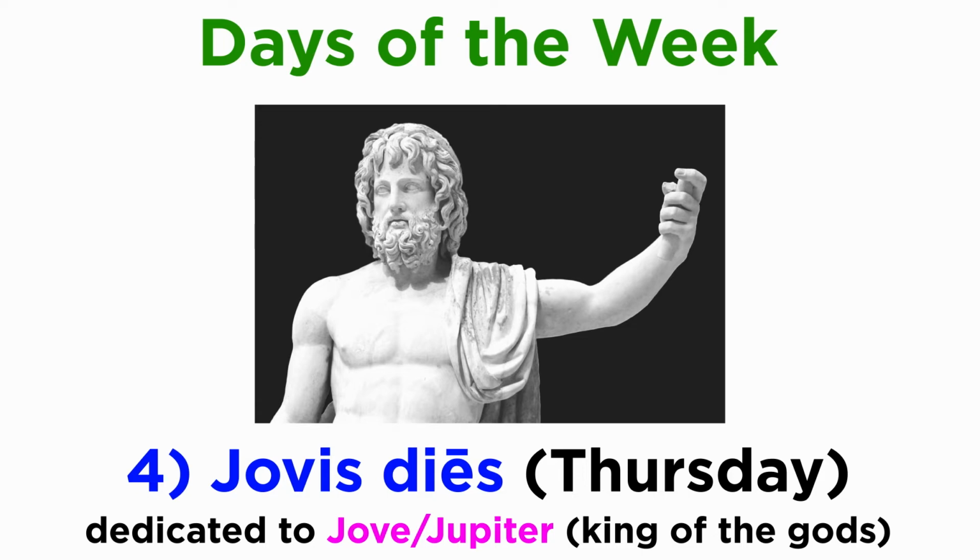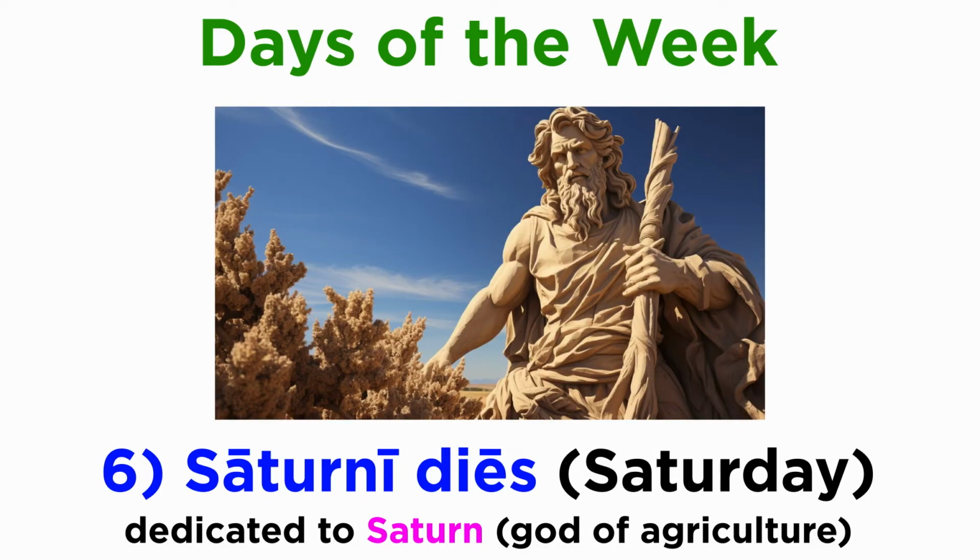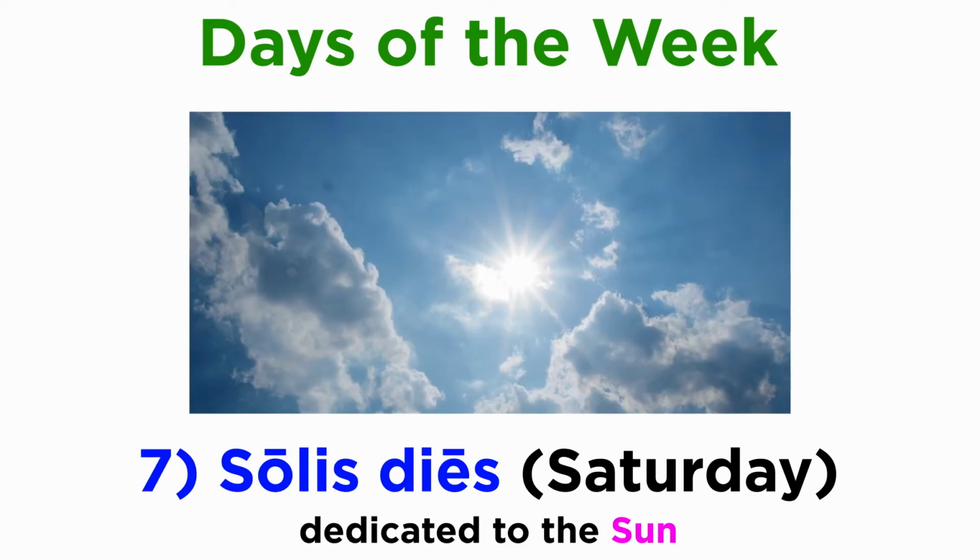Jovis dies, Thursday, dedicated to Jove, also called Jupiter, the king of all gods. Veneris dies, Friday. After an entire week of work, it was time for some relaxation. Friday was also dedicated to Venus, goddess of beauty and love. Saturni dies, Saturday, dedicated to Saturn, god of agriculture. Solis dies, Sunday. This day was dedicated to the sun.